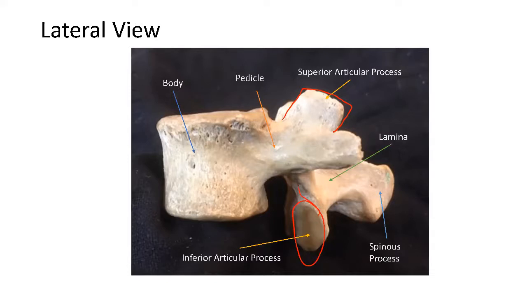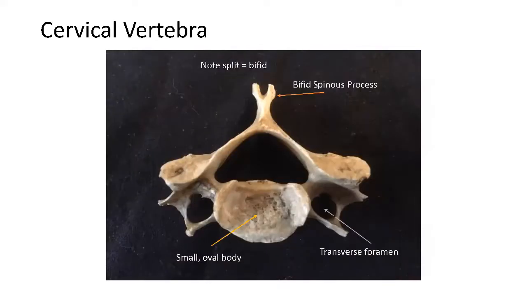The other thing the lateral view gives us is a good view of the spinous process. This one is wedge-shaped because this is from the lumbar region. Each region has its own shape for the spinous process, but you can clearly see it in this lateral view. So the next thing we're really going to look at is regions. How do you know what region a vertebra is from?